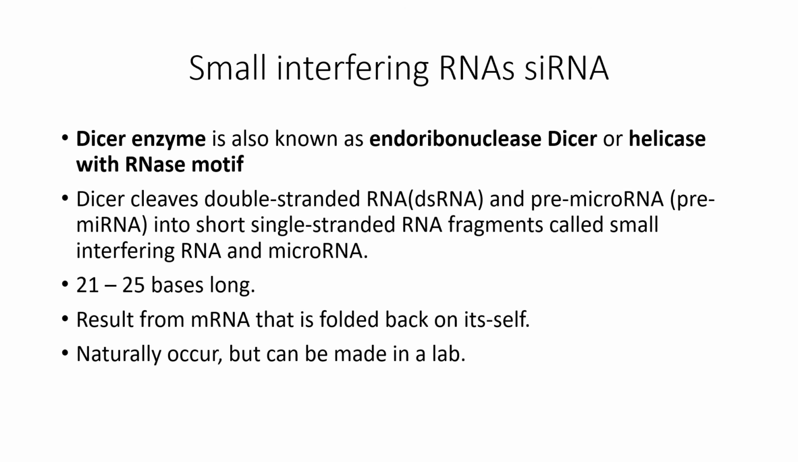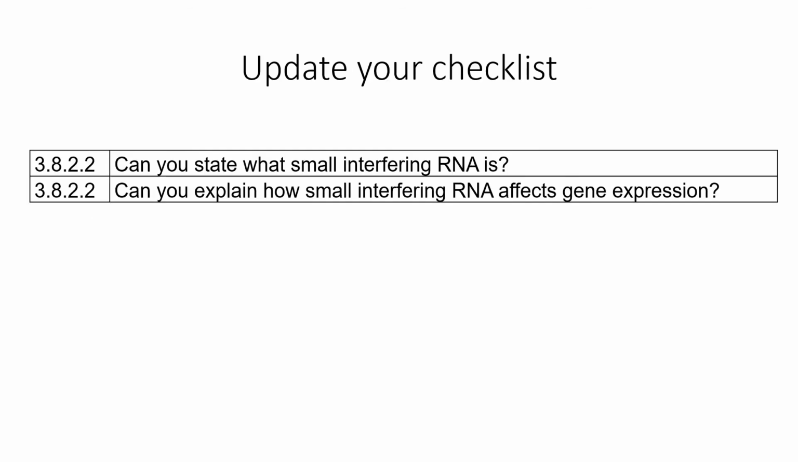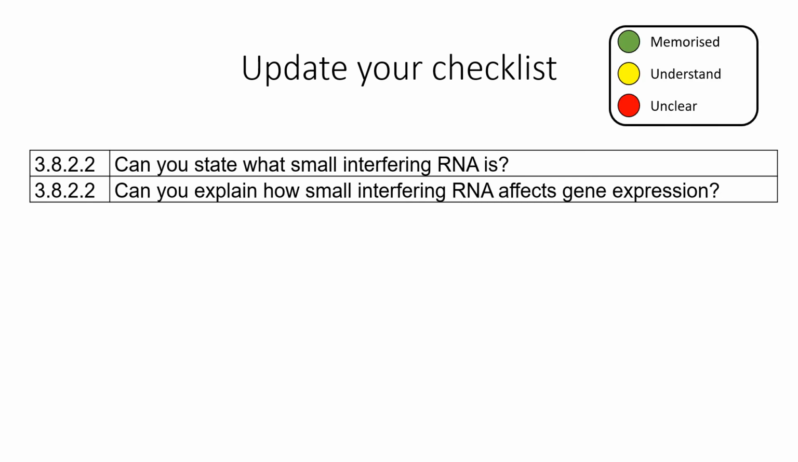So from this presentation, there are two things you should be able to now do. You should be able to state what small interfering RNAs are, and you should also be able to explain how they're formed and how they affect gene expression, specifically how they interact with the process of translation.